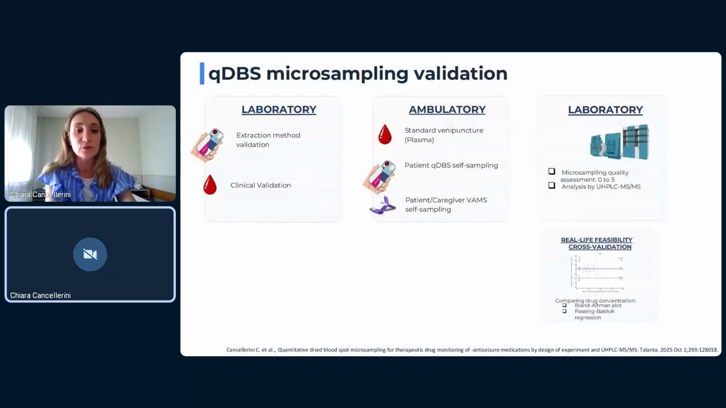Now we also want to show you another part of the project that we did with the second device that I presented before, that is the QDBS. In this case, we also did a cross-validation through QDBS and venipuncture, so plasma. In the ambulatory, we did a standard venipuncture to get the plasma. The patients performed the QDBS and the VAMS. We analyzed all with the same analytical method and with the same statistical method.